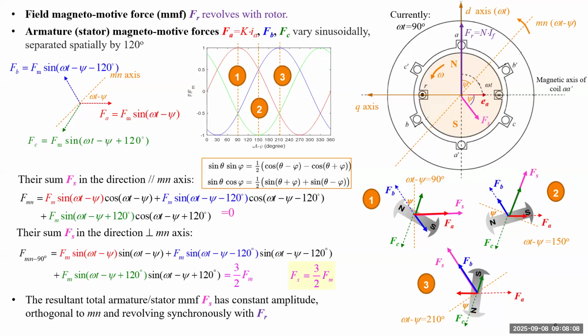Okay, last Friday, we used some effort to prove one fact. That is, the magnetomotive force generated by the field winding and armature winding will have constant magnitude, always perpendicular to some axis which is lagging the d-axis by an angle psi.